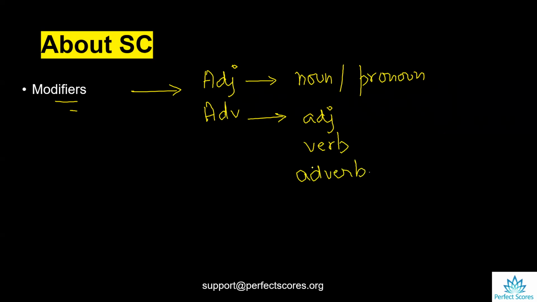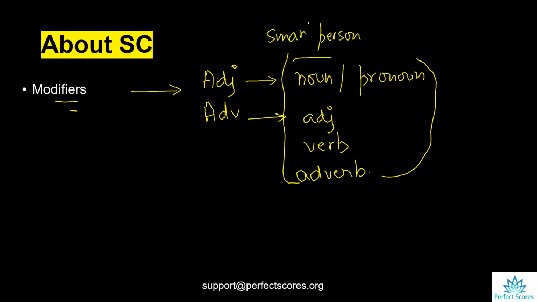So this all looks pretty easy, but the usual mistake that students make is not being able to identify which of these is being described by which of these modifiers. So I'll give you a very easy example for each one of them. Let's say there is a person, and you say that this is a very smart person. He is a smart person. So smart basically modifies person.